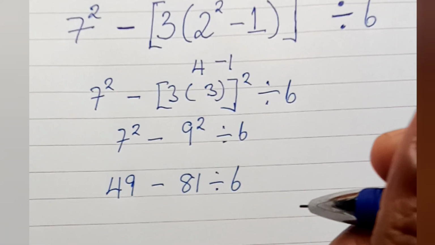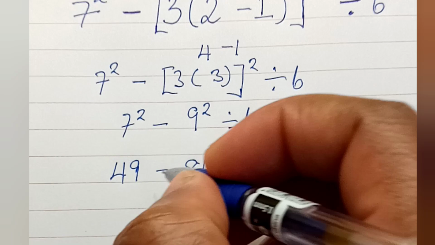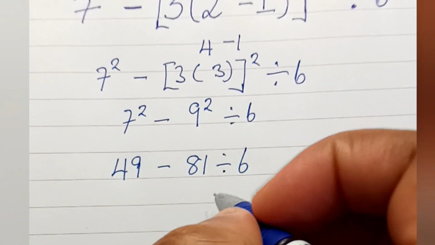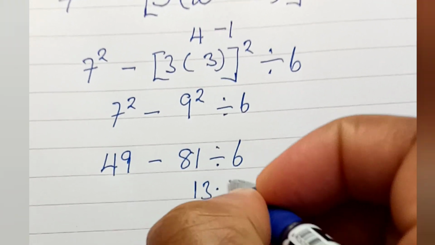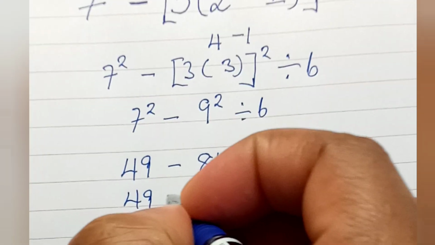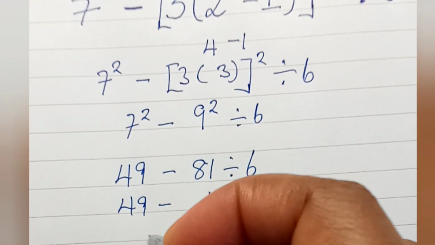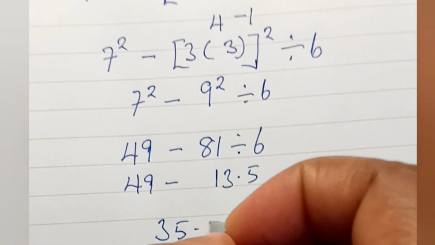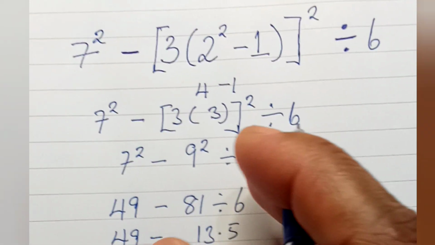From our BODMAS, division before subtraction. So 81 divided by 6 will give us 13.5. 49 minus 13.5 will give us 35.5. So this is the correct answer to this problem.